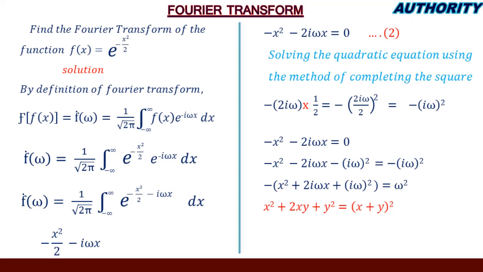Good. So that means using this simple logic, we can say that we have minus open bracket x plus iω in bracket squared. So we see here that this minus open bracket x squared plus 2iωx plus (iω) in bracket squared is the same as minus open bracket x plus iω in bracket squared. Please, I want you to try to open this bracket, this second one, and see if it will give you what we have.